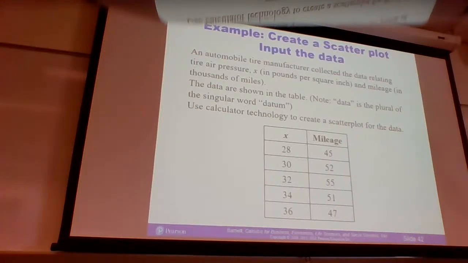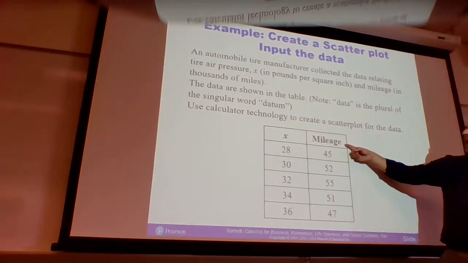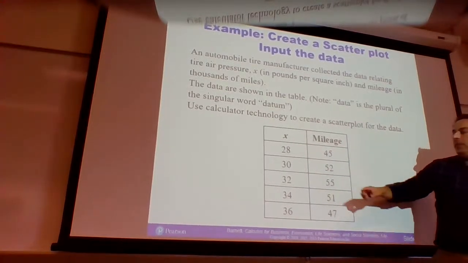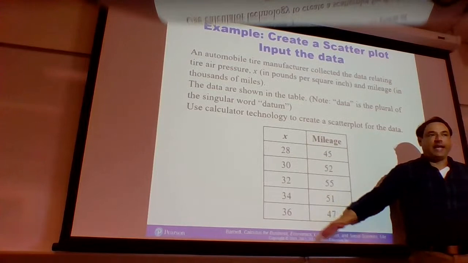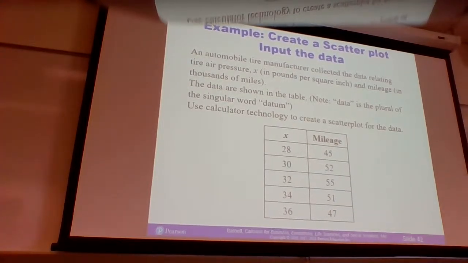An automotive tire manufacturer collected the data relating tire pressure, X, in pounds per square inch, and mileage in thousands of miles. The data in the table shows this data. So X is pounds per square inch, Y is miles. Step 1, we're going to put this data in our calculator. Slowly, slowly. So all together, go to your calculator.